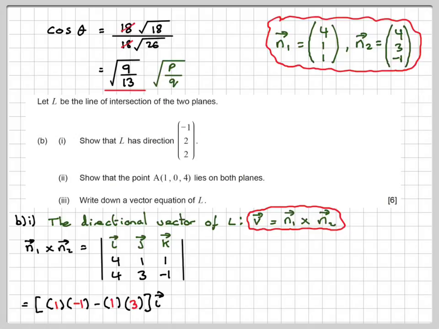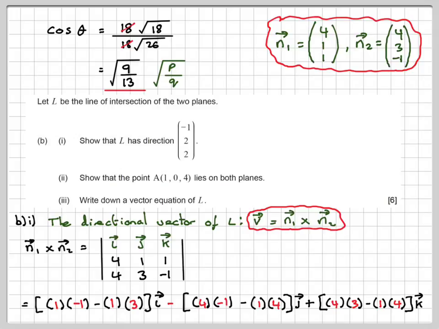Lots of i. Now the next one's always minus. Now we cover up j, so we're going to do 4 times minus 1, minus 1 times 4. We need to be very careful with minus signs here. It's very easy to make a mistake. Lots of j. Covering up the k, we're going to do 4 times 3, minus 1 times 4. Lots of k.